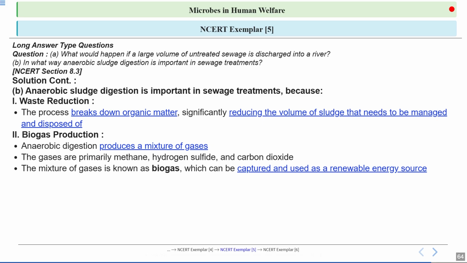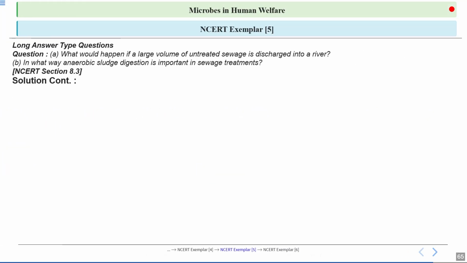Now you can see you have turned waste into a renewable energy source. This can be used for generating electricity or heat as well. So biogas is a renewable energy source which has been produced from waste.